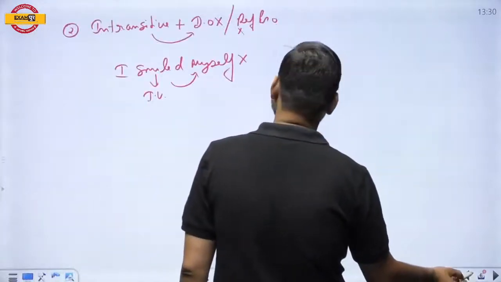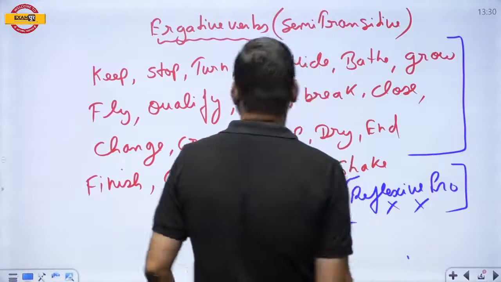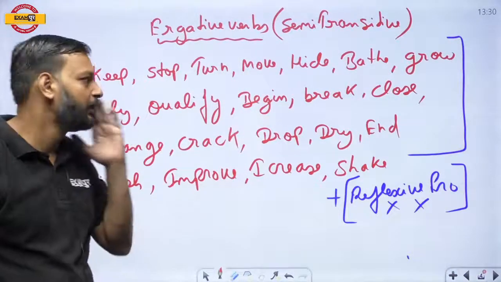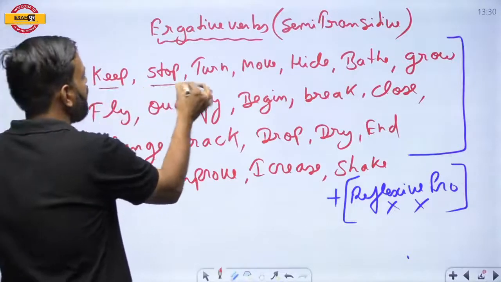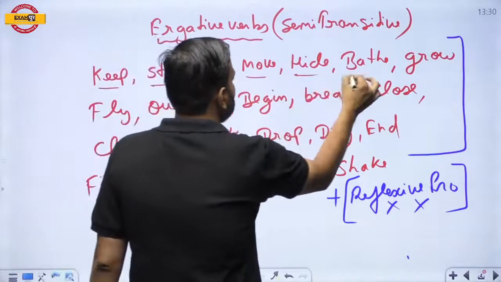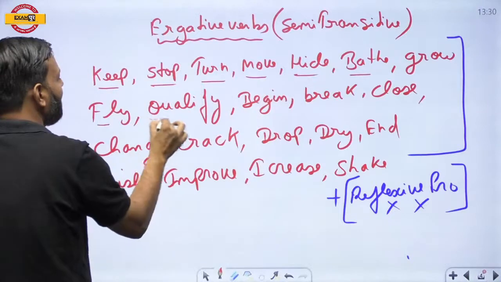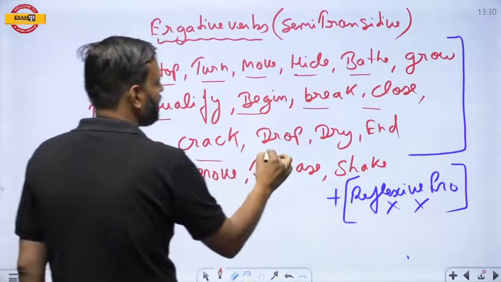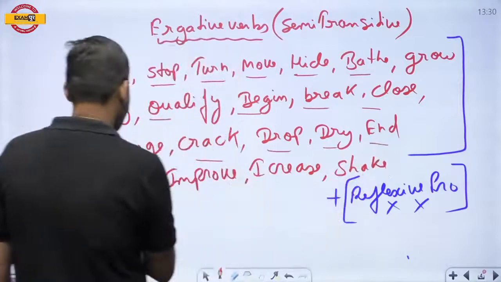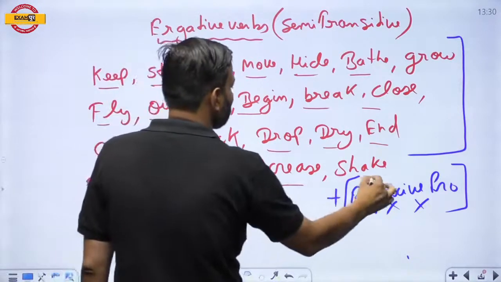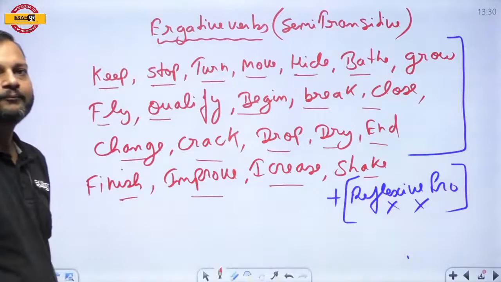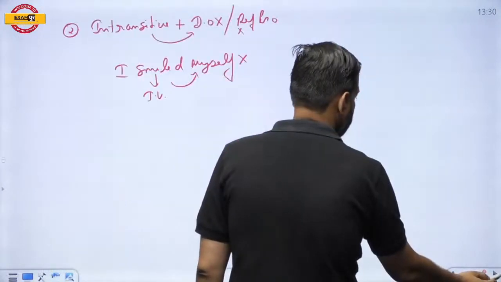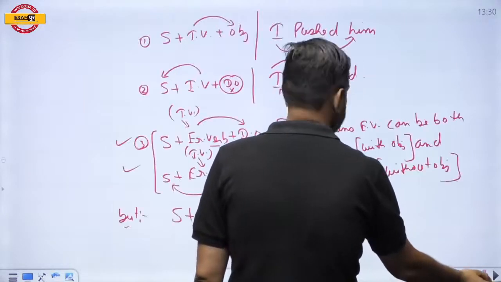And what are ergative verbs? Memorize all these verbs: keep, stop, turn, move, hide, bathe, grow, fly, qualify, begin, break, close, change, crack, drop, dry, end, finish, improve, increase, and shake. All these are ergative verbs. Let me give you some examples.